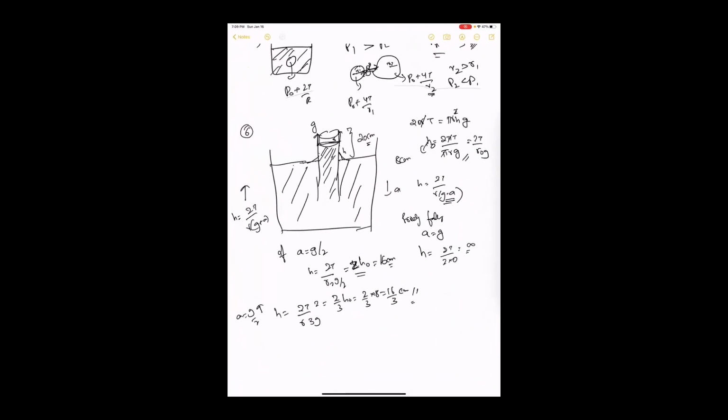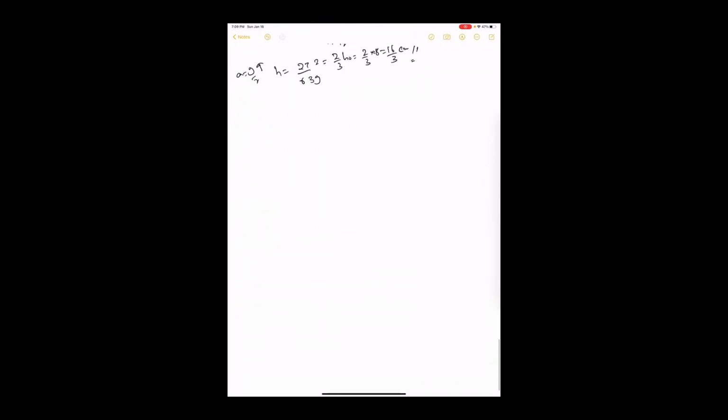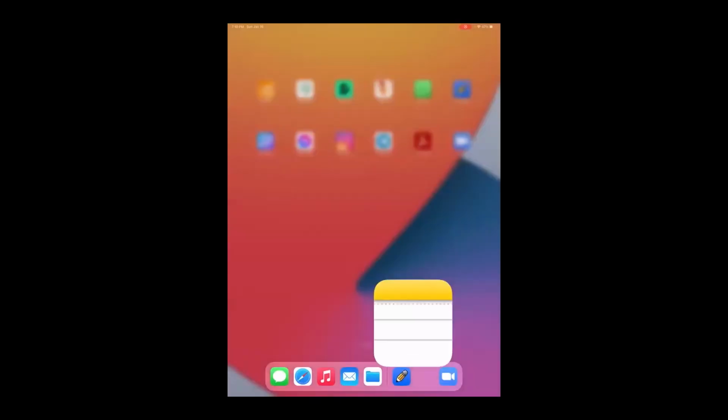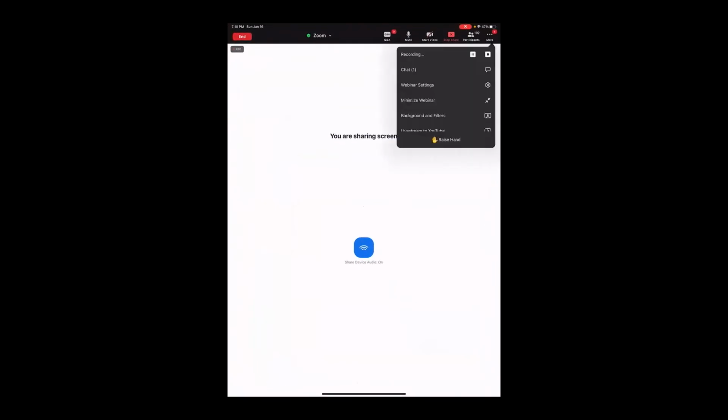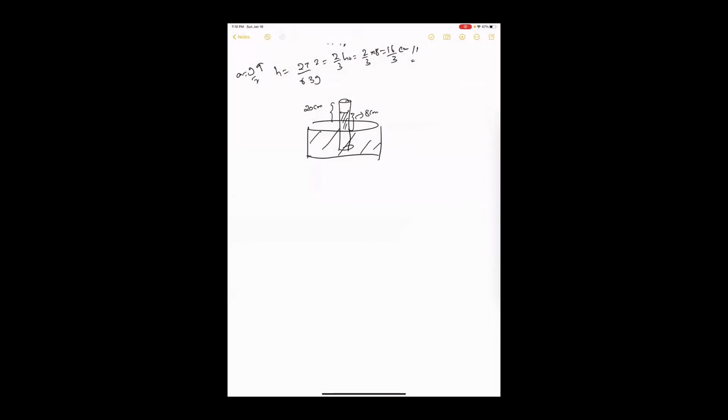So again, this is the question. What happened in this question? I'll repeat, guys. There is a container. There is water in this. You have put a capillary tube. The height of the capillary tube outside is 20 centimeters. Then what they observed, the water height is 8 centimeters. Is it clear now? Right. So 8 centimeters.